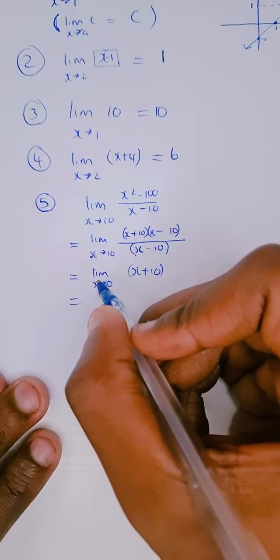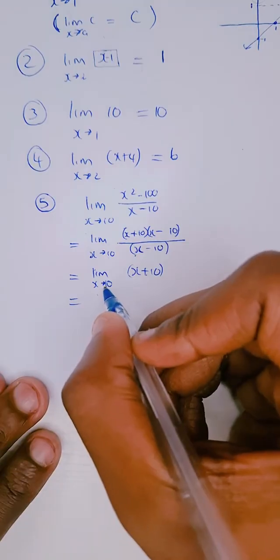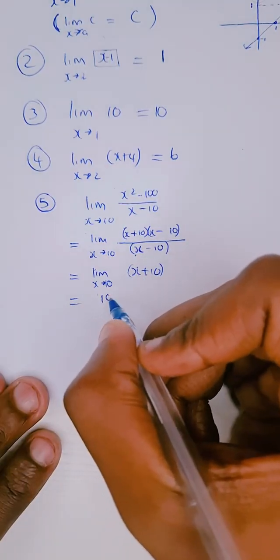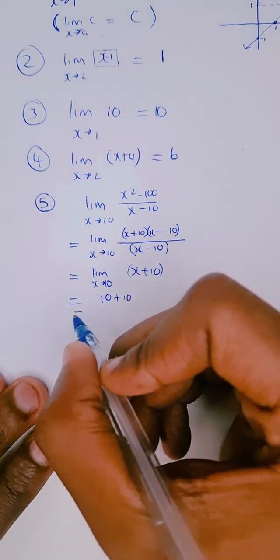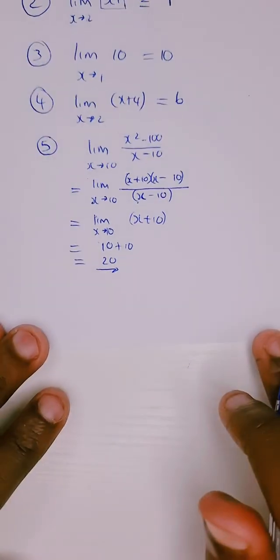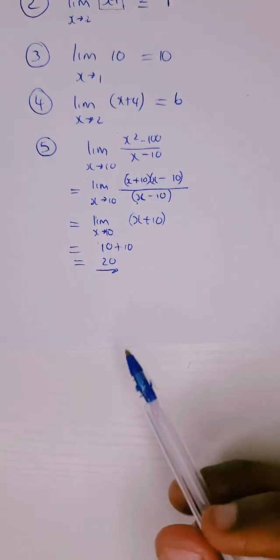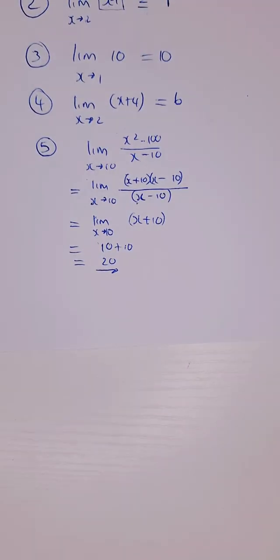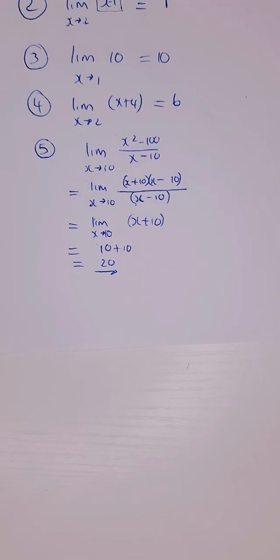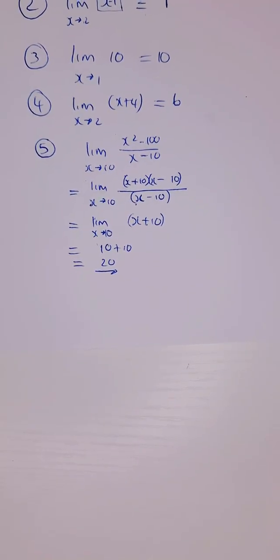We then know that the limit of x plus 10 as x approaches 10, we can now go ahead and say 10 plus 10, which is 20. That is the limit. That is the value. Okay.